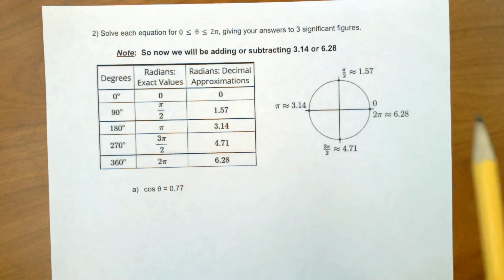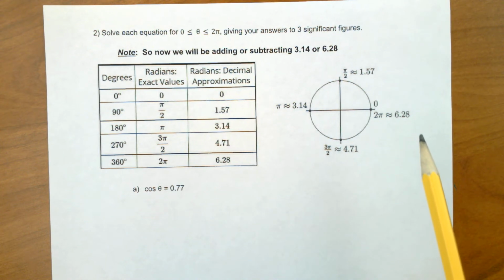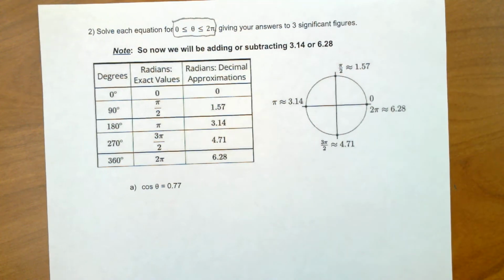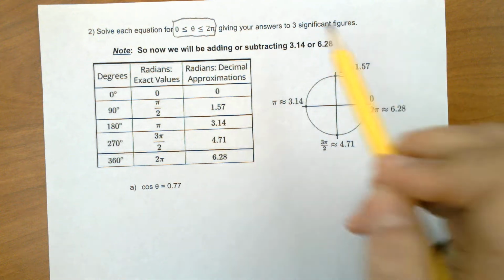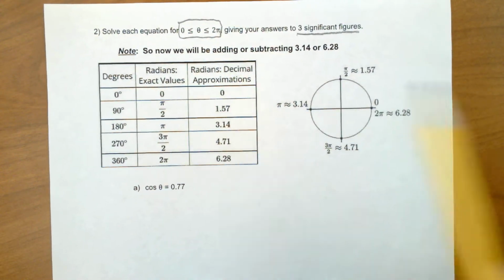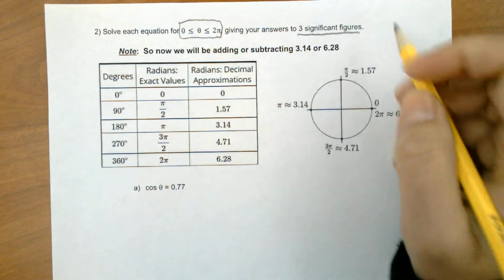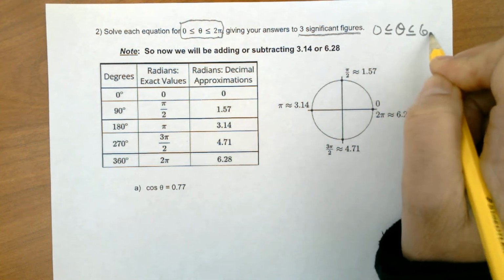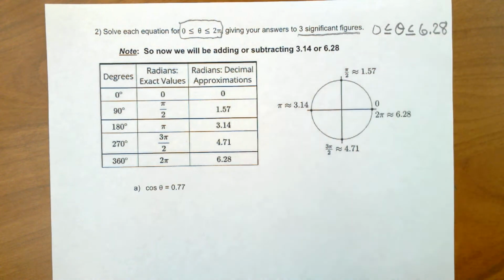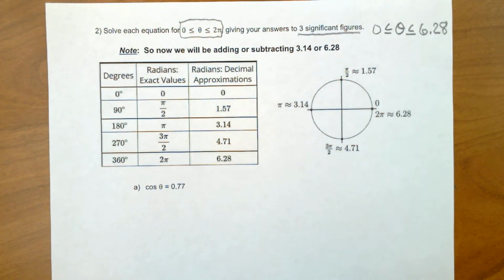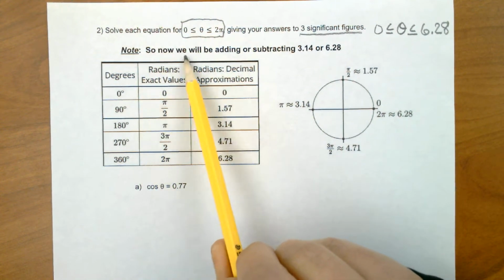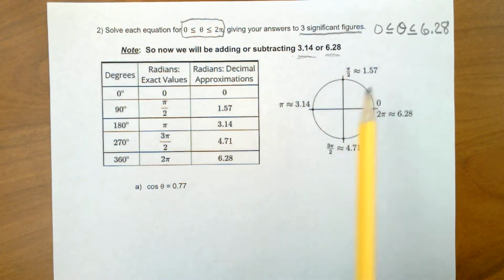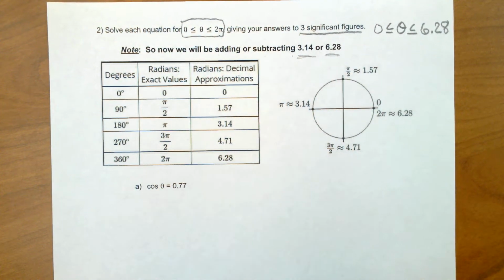All right, so we're going to solve each equation for 0 is less than or equal to theta, which is less than or equal to 2 pi. So now we're in pi radians. And we're giving our answers to 3 significant figures, which is great because instead of saying 2 pi, we're going to be able to use 0 is less than or equal to theta, which is less than or equal to 6.28, because we need 3 significant figures. So that's great. All right, so note, now we're going to be adding or subtracting 3.14 or 6.28. So those are our magic numbers because we are in radians.